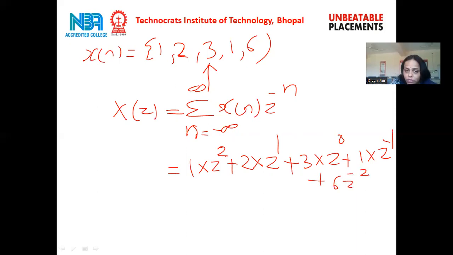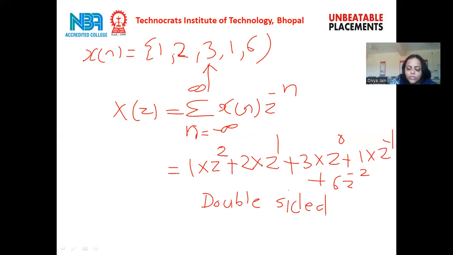This is the Z transform of this given sequence, and because we are having positive as well as negative power of z, this Z transform is a double-sided Z transform.